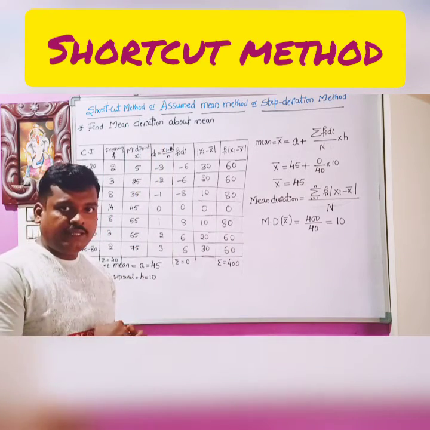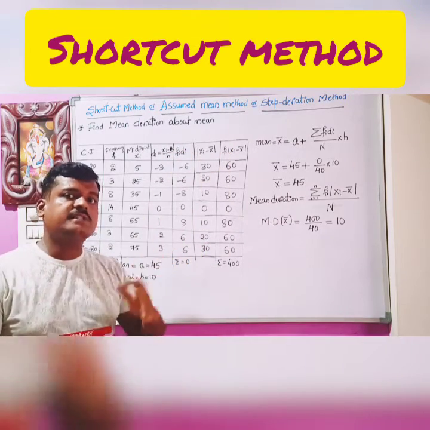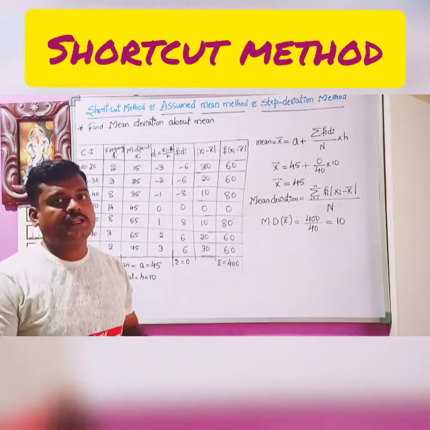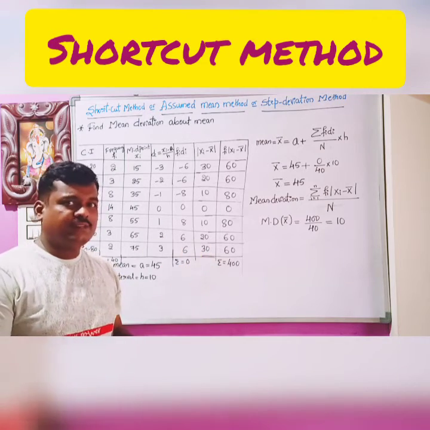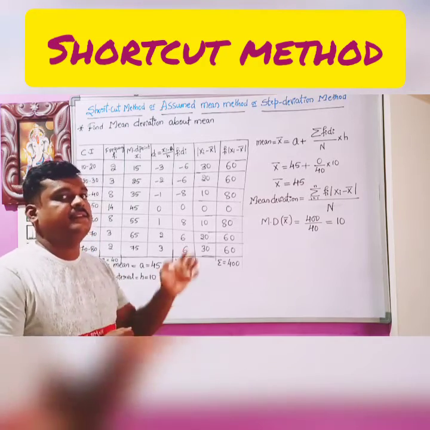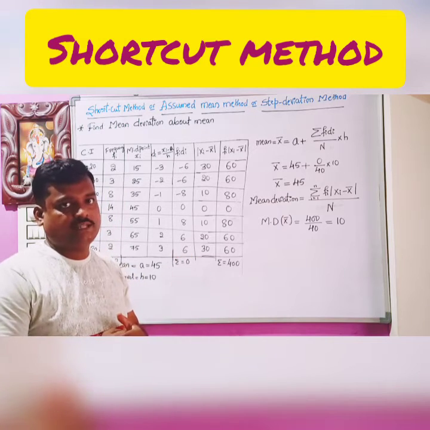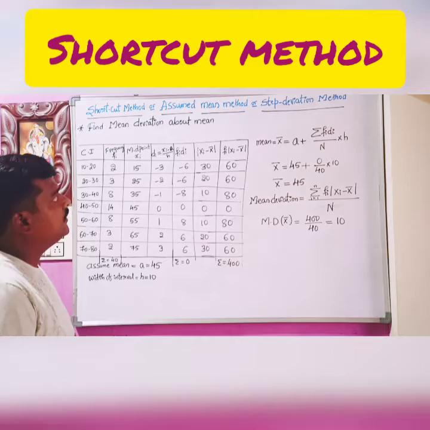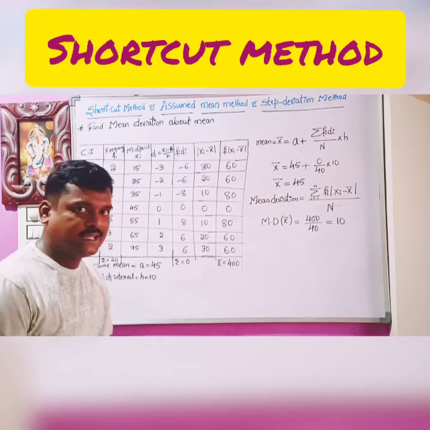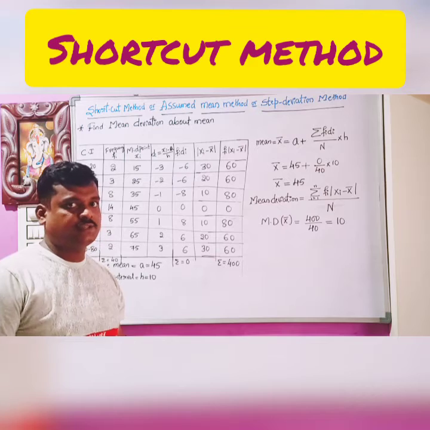So it is for the mean deviation about the mean, not for the median. It is for continuous frequency, and for discrete also it is applicable if the difference is common. Now we'll discuss the mean deviation about the mean for continuous frequency using the shortcut method, assumed mean method, or step deviation method. Assumed mean method means we have to assume a mean first.